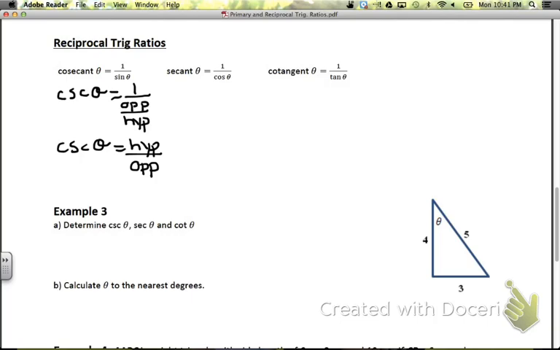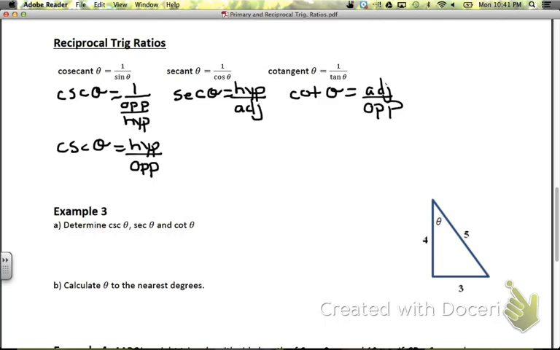So let's look at secant. Secant, we have SEC theta is equal to 1 over cos. Well, we know cos is equal to adjacent over hypotenuse, so therefore secant theta is equal to hypotenuse over adjacent. And then talking about cotangent, short form is COT theta is equal to 1 over tan theta. We know tan theta is equal to opposite over adjacent, so therefore cotangent is equal to adjacent over opposite.